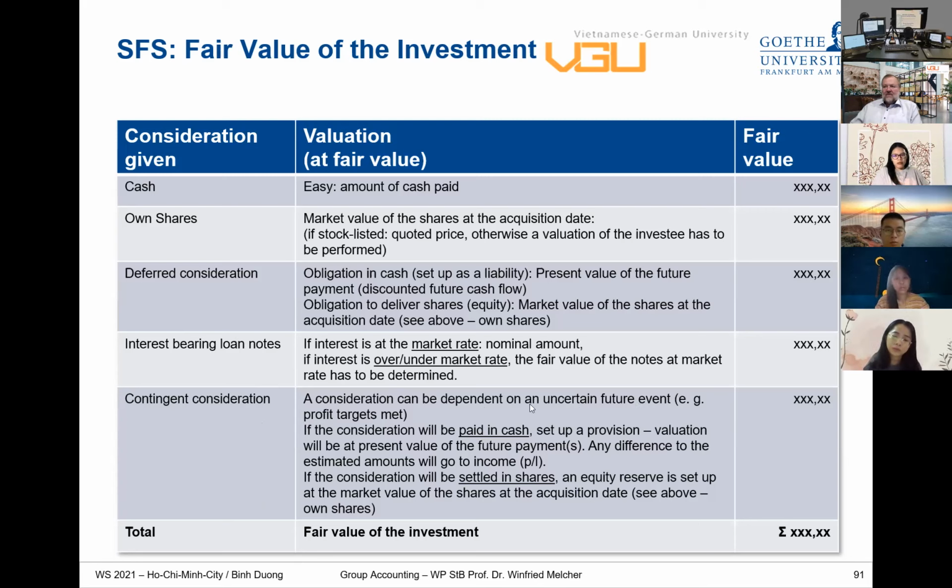So if, for instance, the profit targets are met, then the price will increase. So they will pay consideration, which is contingent. So it is based on future profits. If the contingency is met, so if the profit target is met, then they will have to pay that price. If the contingency is not met, so the profit targets are lower than expected, then they will not have to pay that. So that is the principle of a contingent consideration.